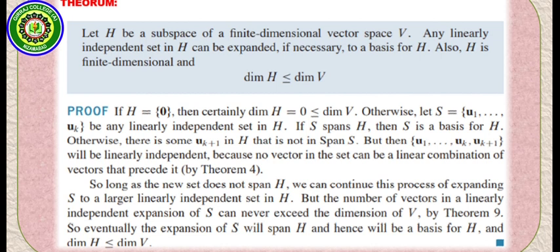Then we define S equal to {u1, u2, ..., uk}, a linearly independent set in H. If S spans H, then directly we say that S is a basis for H. If S does not span H, then there is some vector u(k+1) in H that is not in the span of S, and then u1, u2, ..., u(k+1) is linearly independent, because no vector in the set can be a linear combination of its preceding vectors. So long as the new set does not span H, we can continue this process of expanding S to a larger linearly independent set in H. But the number of vectors in a linearly independent expanded S can never exceed the dimension of V, by theorem 9. So eventually the expansion of S will span H and hence be a basis for H, and dimension of H is less than or equal to dimension of V.